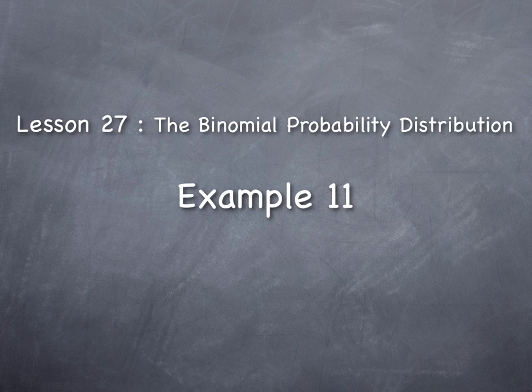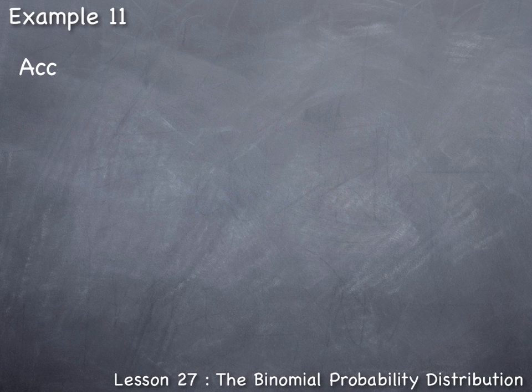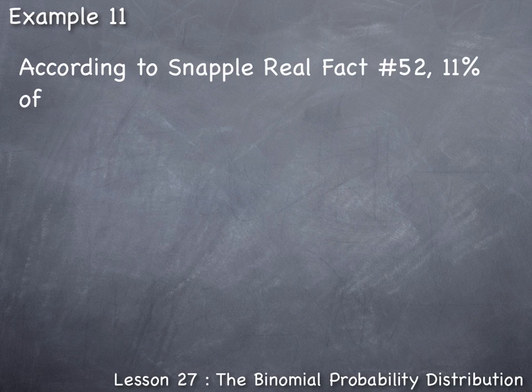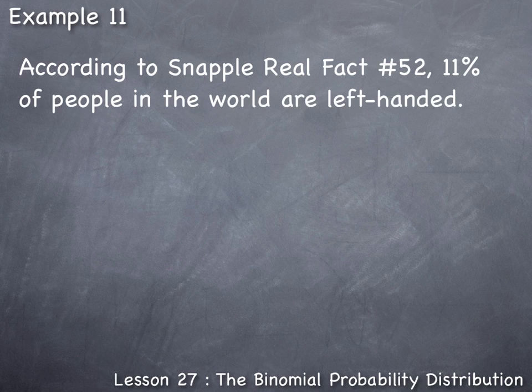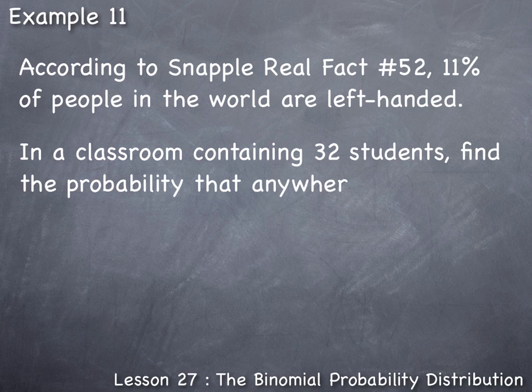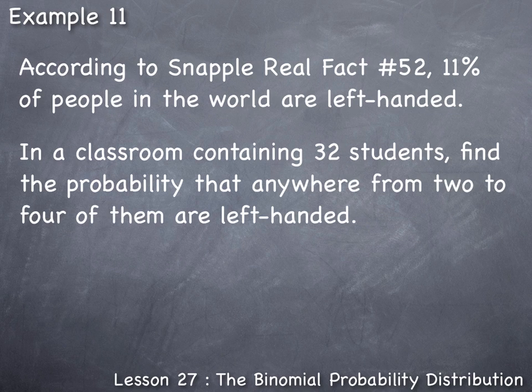Lesson 27, the binomial probability distribution. Example 11. According to Snapple real fact number 52, 11% of people in the world are left-handed. In a classroom containing 32 students, find the probability that anywhere from 2 to 4 of them are left-handed.